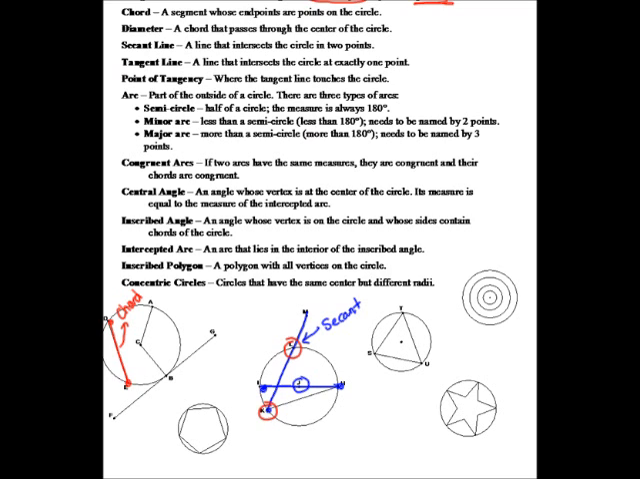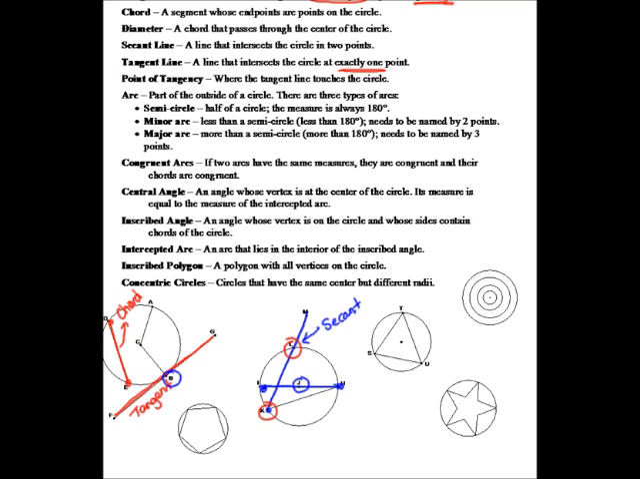A tangent line touches the circle in exactly 1 point. So looking at all of these circles down below, FBG is a tangent line. And that's a tangent line because it's touching the circle in exactly 1 spot. Now that 1 spot that it touches the circle is an important spot. That spot is called the point of tangency. And by definition above it says the point of tangency is where the tangent line touches the circle.